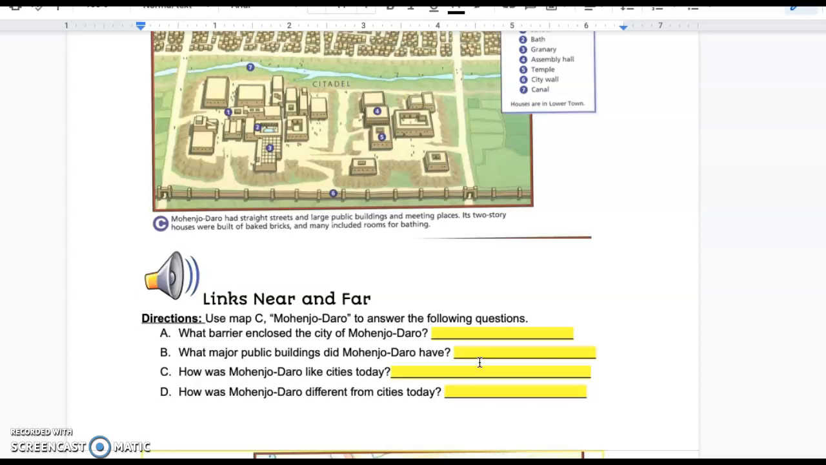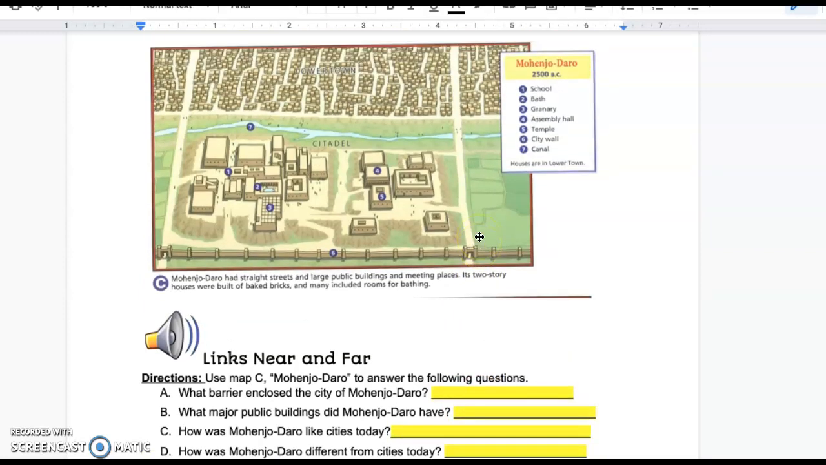Letter D. How was Mohenjo-daro different from cities today? And type your answer on the yellow line. Be sure to use the key at the upper right corner of this map to help you answer these questions and how they are labeled on the map.